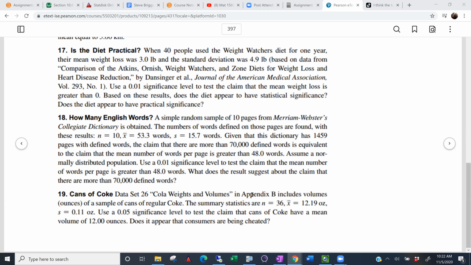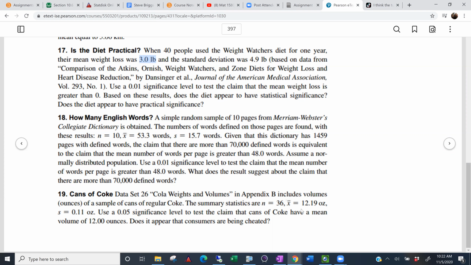Now, the question is, does the diet appear to have practical significance? Well, I guess you can judge that in 2 ways. So one way to judge it is this right here. After a year, the mean weight loss was 3 pounds. Are you going to be happy losing 3 pounds after a year's worth of work? Nope. I think I've said it before. You can put on 2 or 3 pounds by eating a really salty meal because you'll absorb a lot of water. So that's not a lot.